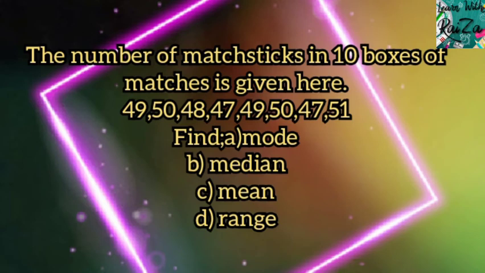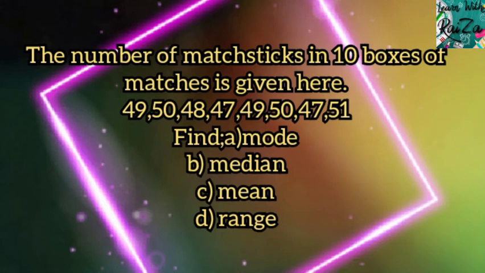This question is very, very important, children. It is going to explain all about mode, median, mean and range. After that you will feel, oh my god, this data representation and interpretation is very easy. So let's see. The question says, the number of matchsticks in 10 boxes of matches is given here. In one box there are 49 matchsticks, in the others 50, 48, 47, again 49, again 50, again 47 and 51. They are asking us to find the mode, median, mean and the range.